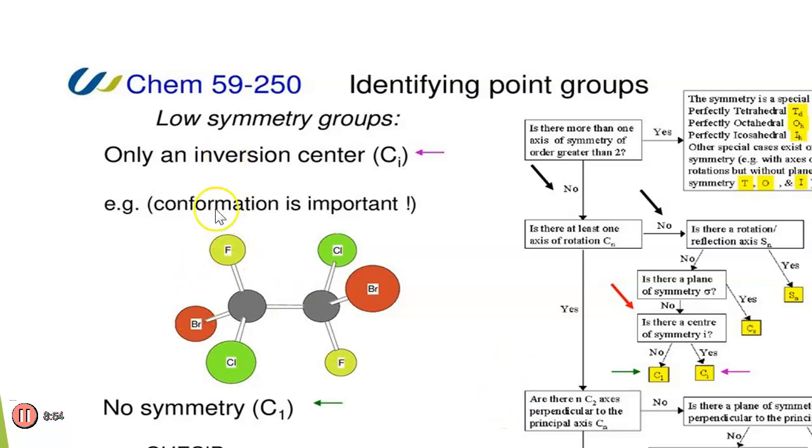Here 2 examples are given, one for C1 and one for Ci. Here CHFClBr, a derivative of methane, bromochlorofluoromethane. All the atoms attached to the carbon atom are different, and it contains only 360 degree rotation, and the point group is C1. And here this one contains only one inversion center, and the point group is Ci. They are all low symmetry point groups.